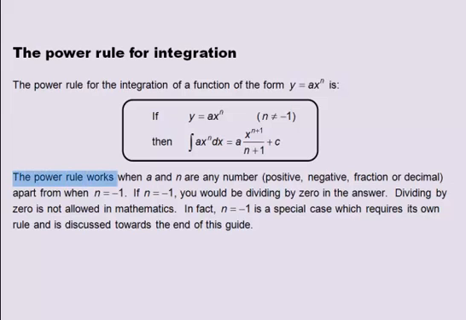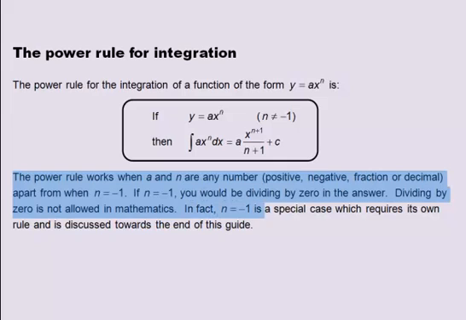The power rule works when a and n are any number, positive, negative, fraction or decimal, apart from when n equals minus 1. If n equals minus 1, you will be dividing by 0 in the answer. Dividing by 0 is not allowed in mathematics. In fact, n equals minus 1 is a special case which requires its own rule and is discussed towards the end of this guide.